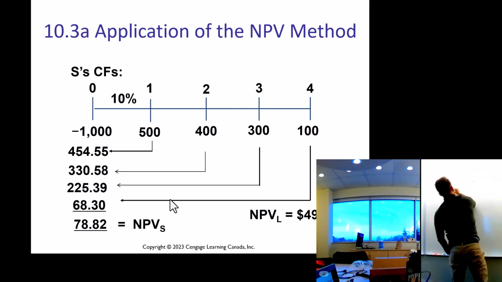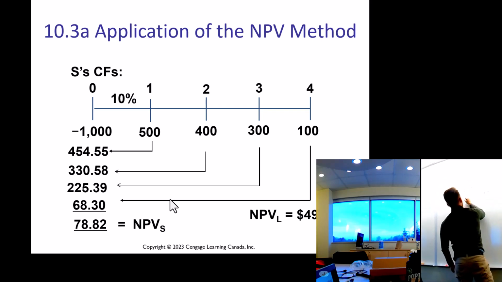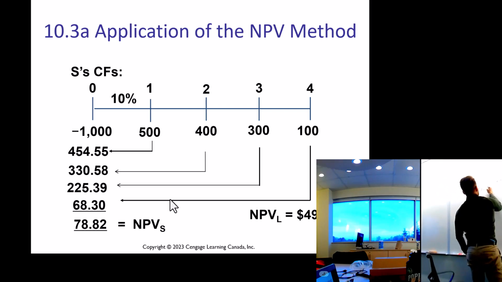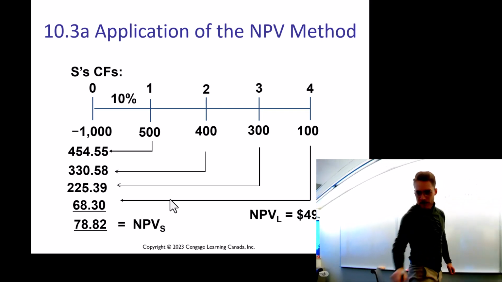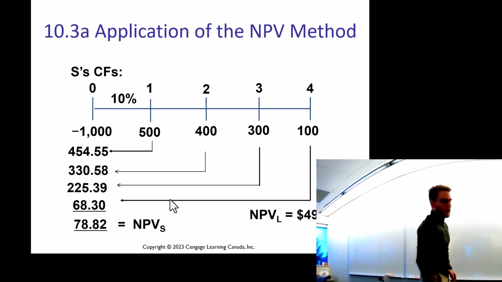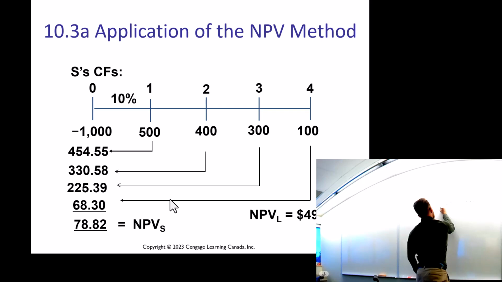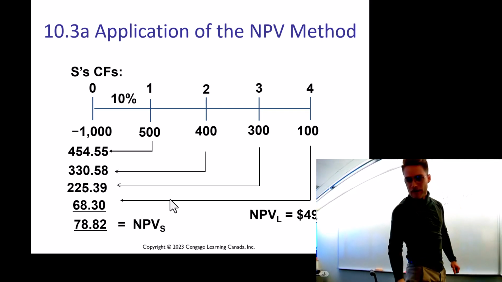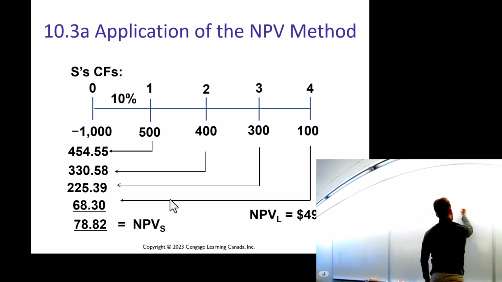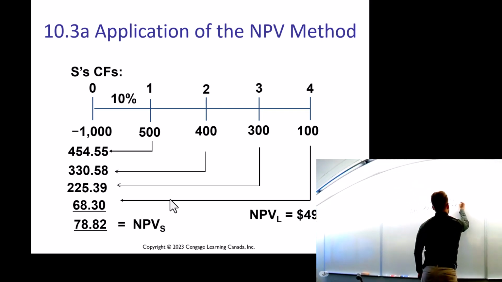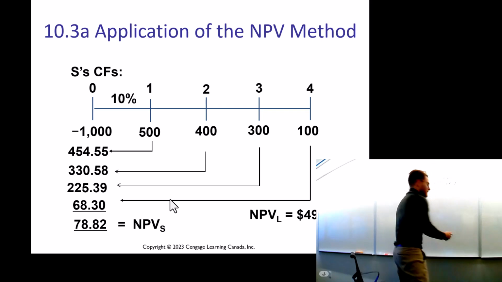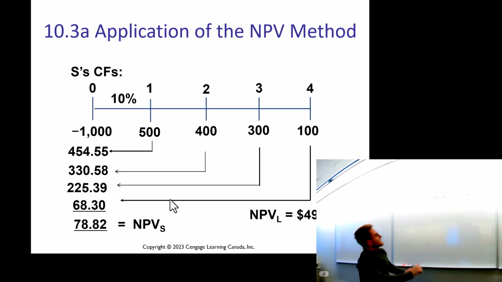Okay, so project S and project L. Let's look at the profiles of the projects. For project S, we had 78.82. And for project L, we had 49.18. Okay, so now I can stop guessing. And that was the net present value.